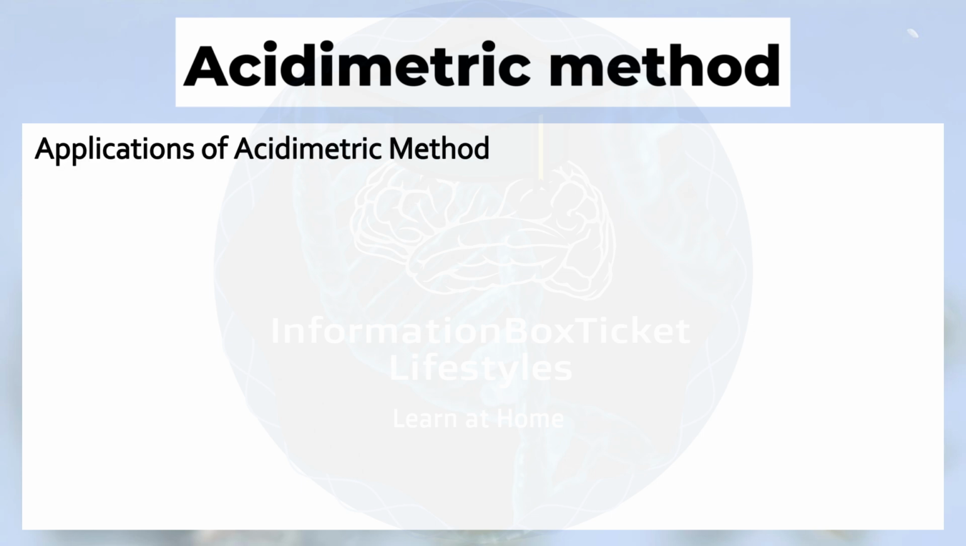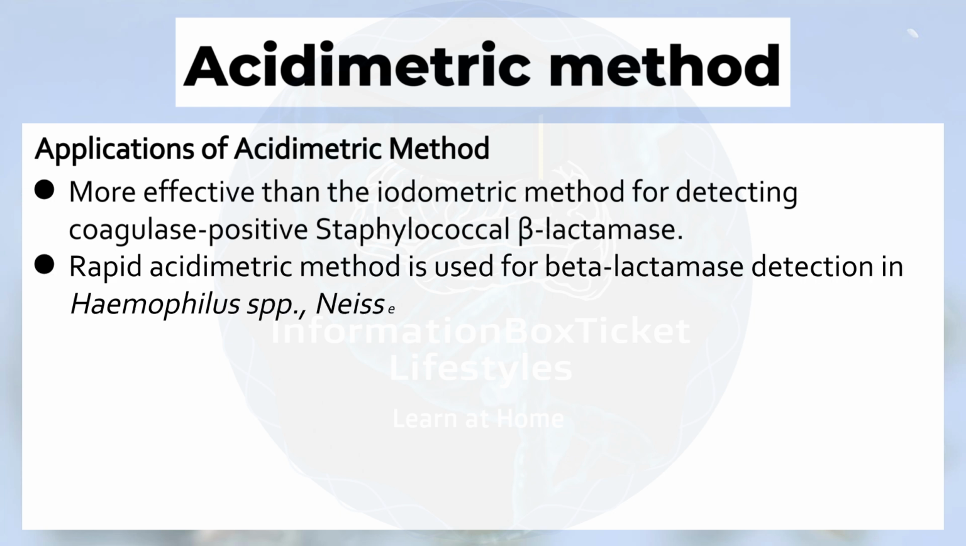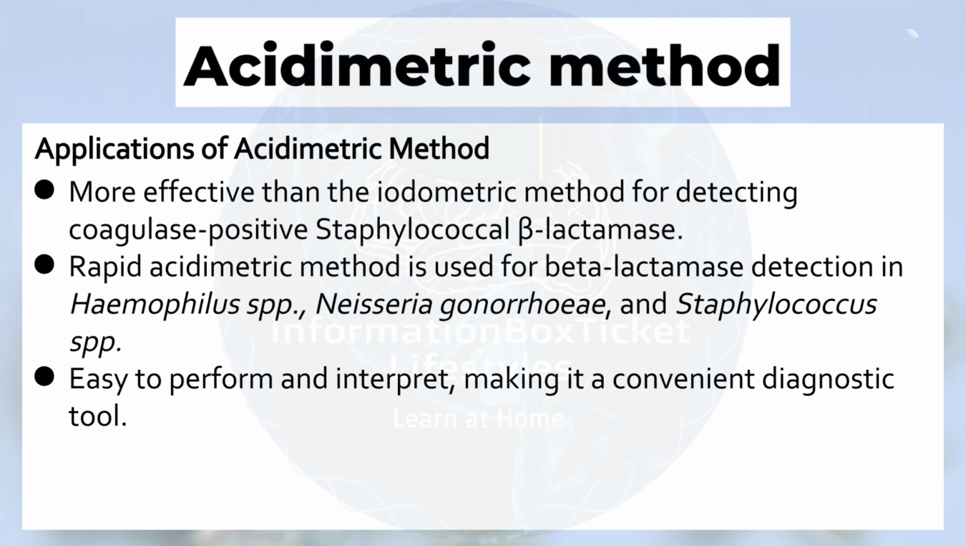Applications of acidimetric method. More effective than the iodometric method for detecting coagulase-positive staphylococcal beta-lactamase. Rapid acidimetric method is used for beta-lactamase detection in Haemophilus species, Neisseria gonorrhoeae, and Staphylococcus species. Easy to perform and interpret, making it a convenient diagnostic tool.